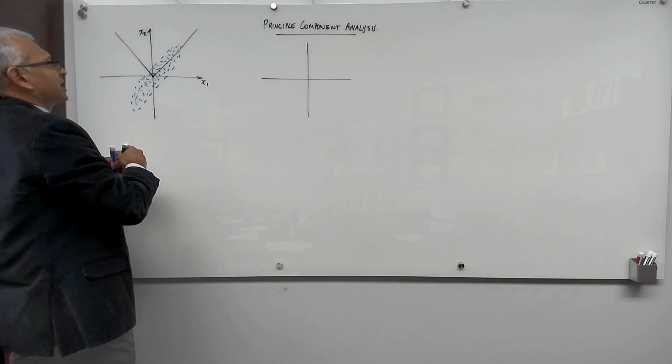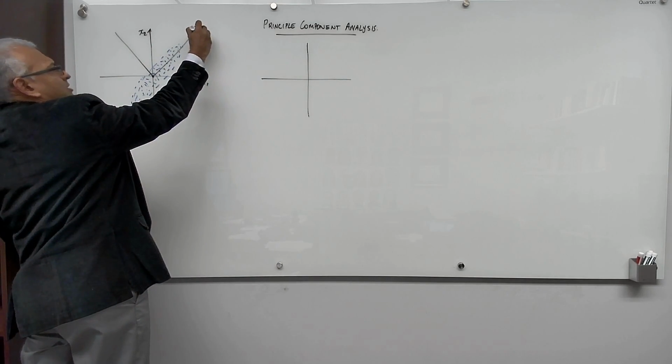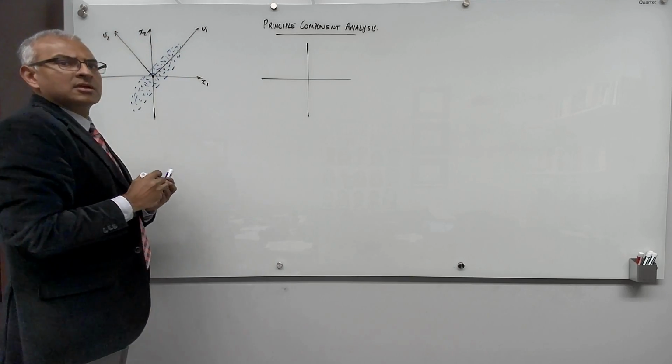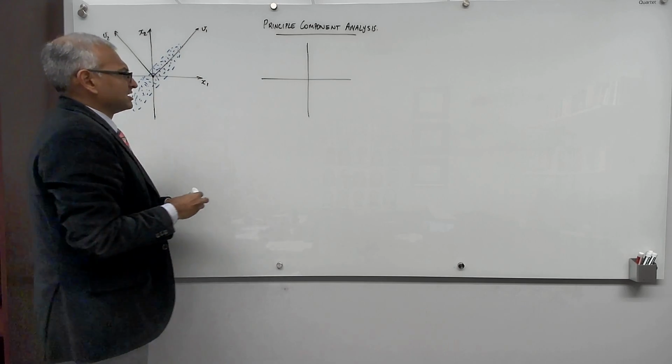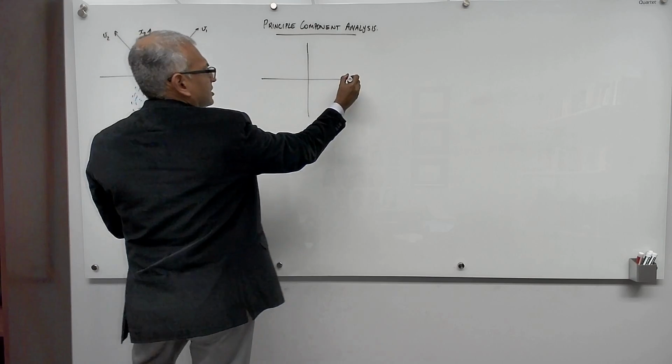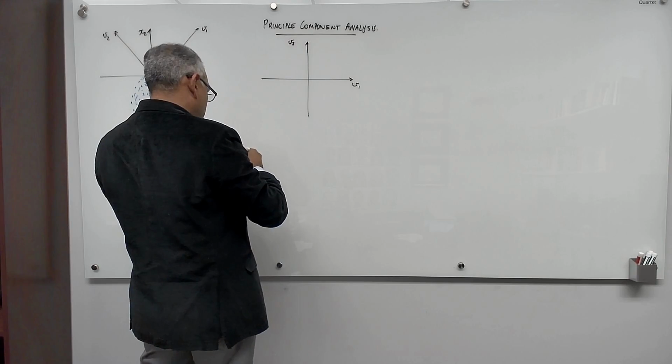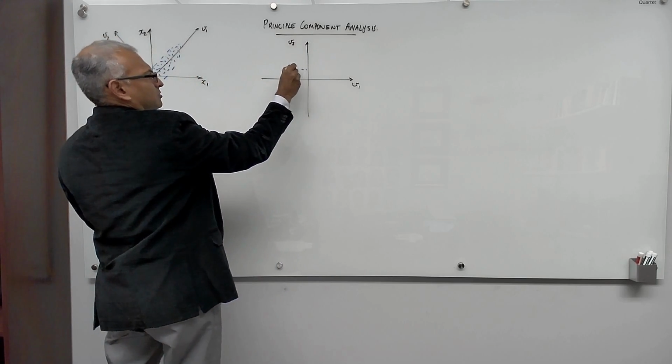Through these natural axes, let me call this natural axis V1 and this natural axis V2. Then the data looks much nicer. So if this is now V1 and this is now V2, then the data is much nicer. It looks like this.